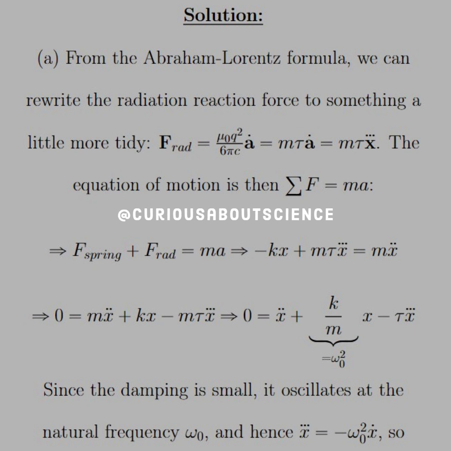we have a homogeneous equation. Here, we know that if we divide by m, we get x double dot plus k over m, which just goes to omega naught squared, minus tau x triple dot. But here we're saying that since the damping is so small, it oscillates at natural frequency omega naught, or that it's negligible. And hence x triple dot is equal to negative omega naught squared times x dot. Again, since it's oscillating and repeats itself, that's a fair assessment to make.